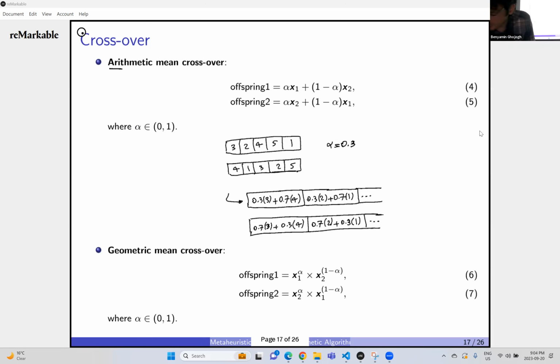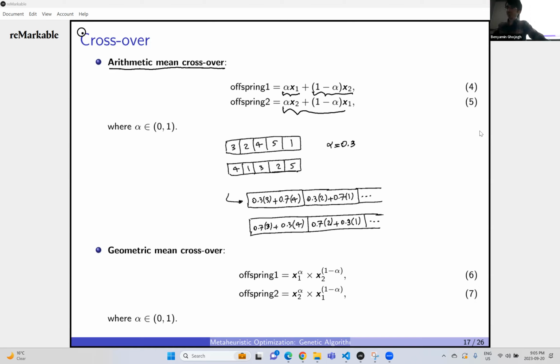Another one is arithmetic mean crossover. This is especially useful for continuous vectors. What do you do? You have alpha x1 plus (1 minus alpha) x2, where x1 and x2 are the parents. So this is a linear combination between the parents. When you change alpha between 0 and 1, you will have different linear combinations, right? You can have various offspring.